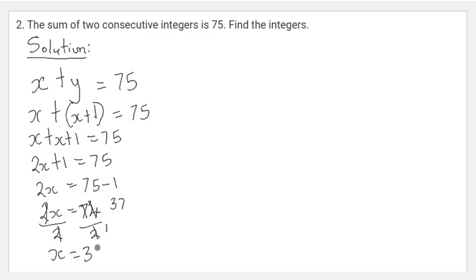Remember, we are finding the two consecutive numbers. So if x is equal to 37, what is y? Remember, y is the same thing as x plus 1. So if x is equal to 37, y will be equal to 38, which is x plus 1. Now let's confirm our answer. Confirmation right here.